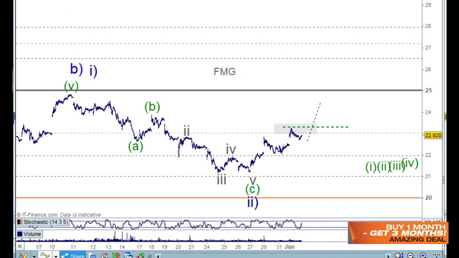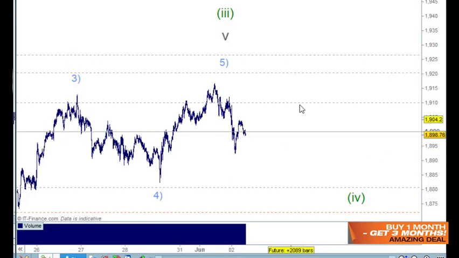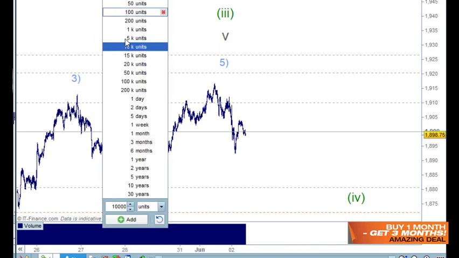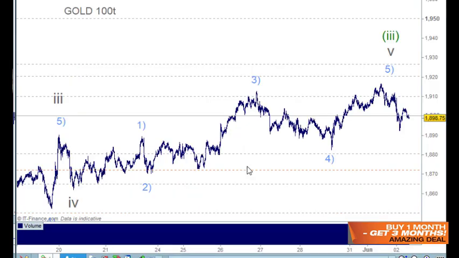So I just want to have a look at gold next while we're here. Gold. Where are you? I thought you were up here. Spot gold. Okay, so we're in the tick chart here. We'll just stay in the tick chart. I'll just bring in a bit more data.